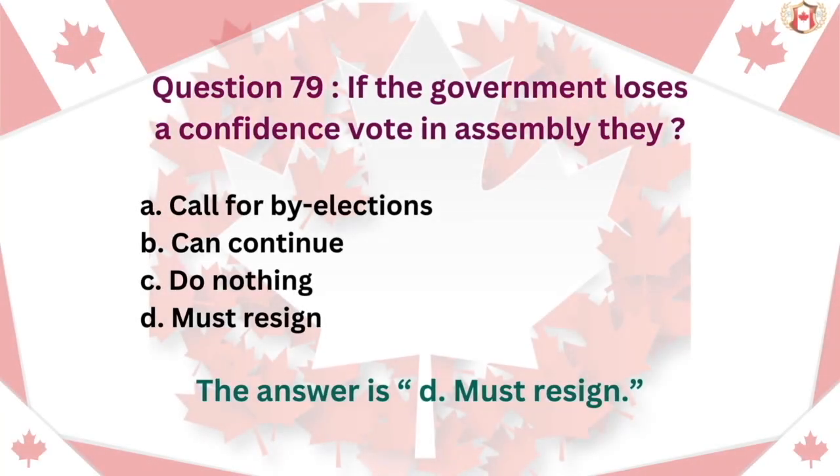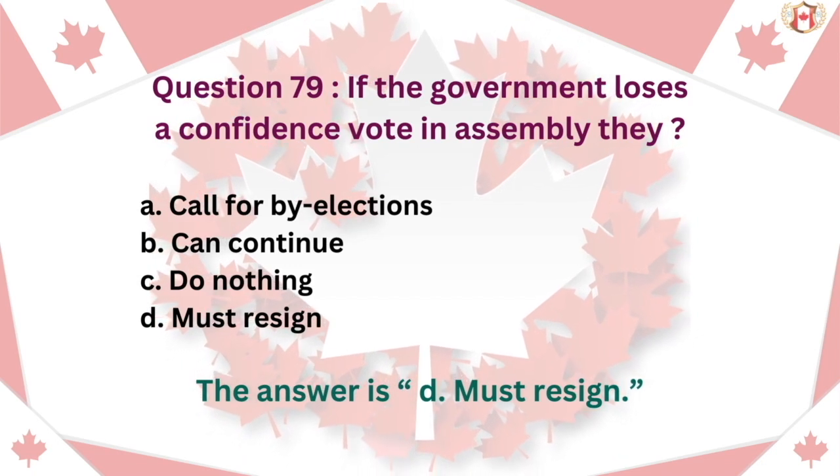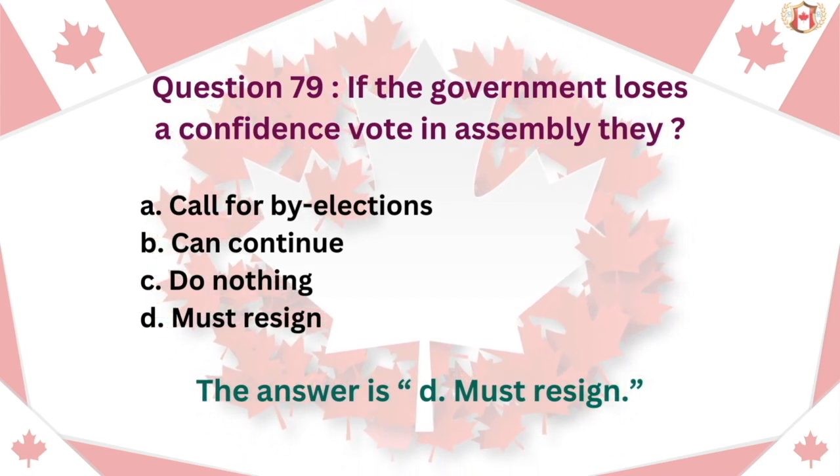Question 79. If the government loses a confidence vote in the Assembly, they: A. Call for by-elections. B. Can continue. C. Do nothing. D. Must resign. The answer is D. Must resign.